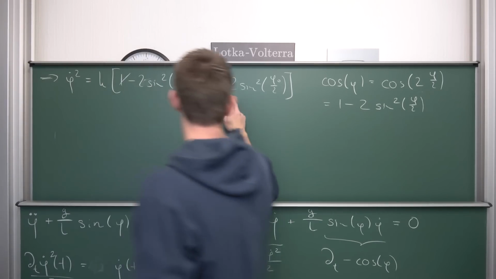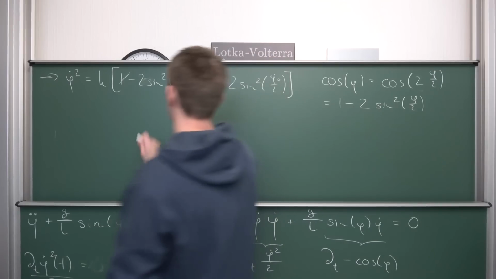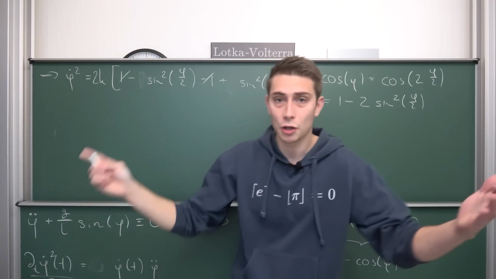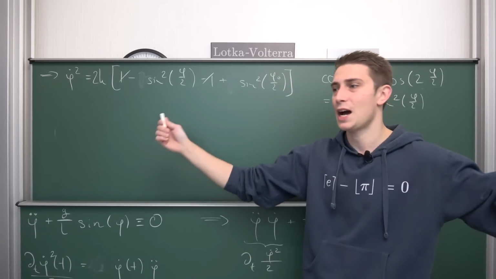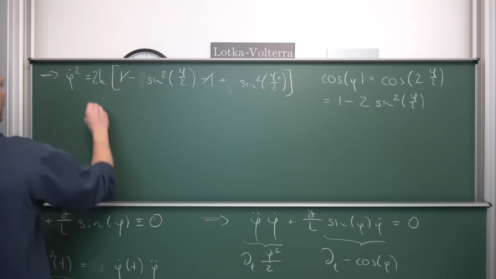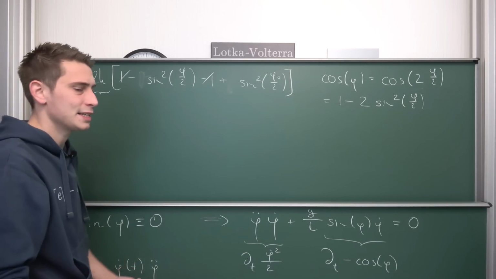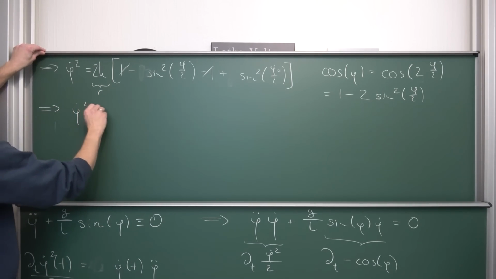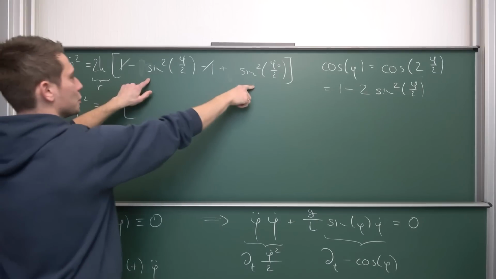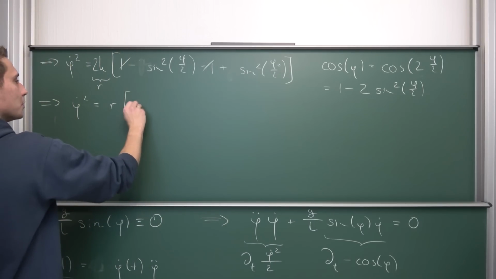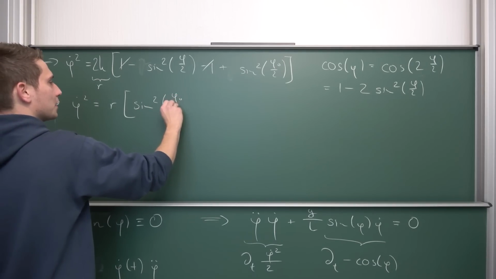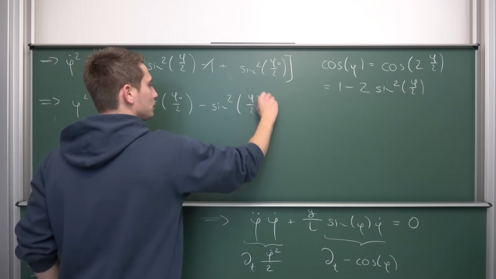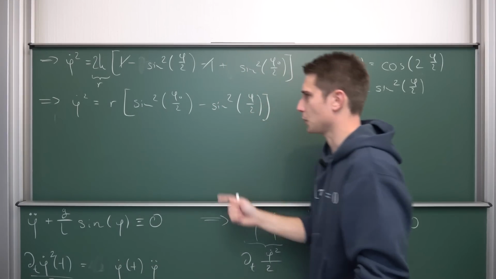Now you might also notice that we have a 2 here, which is a common factor. We can bring it to the outside. Let's bring the 2 to the front. And well, 2 times some constant k is nothing but, I don't care, it's a constant kappa, for example, or no, let's go for a constant r. Leaving us overall with phi dot squared being equal to r times, switching the order here because addition is commutative, you might know this, sine squared of phi naught over 2 minus the sine squared of phi over 2. Okay, great. Now we got this right here.